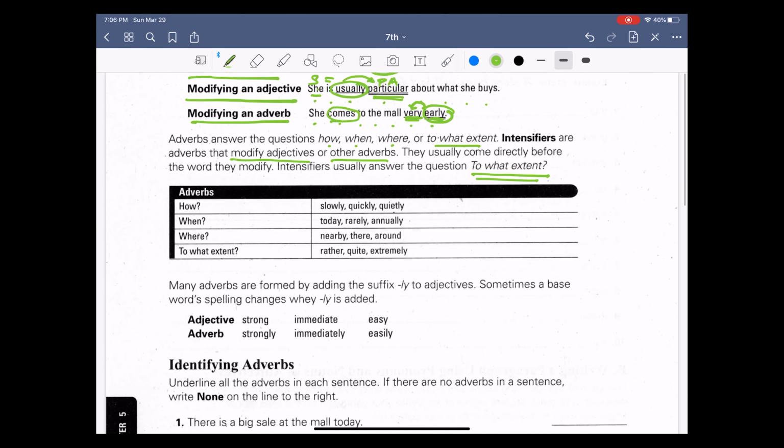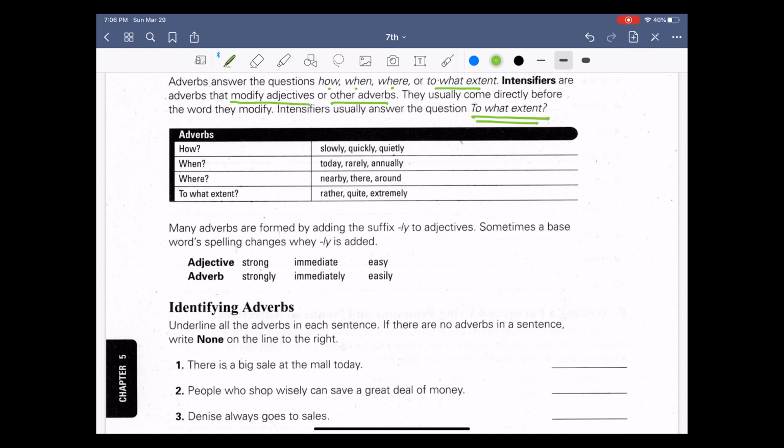If you look here at the table in the middle of your page, you have adverbs answering the questions how, when, where, to what extent. How? Slowly, quickly, quietly. When? Today, rarely, annually. Where? Nearby, there, around. To what extent? Rather, quite, extremely.